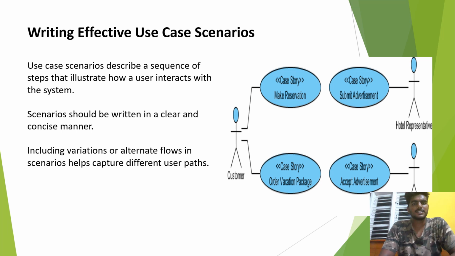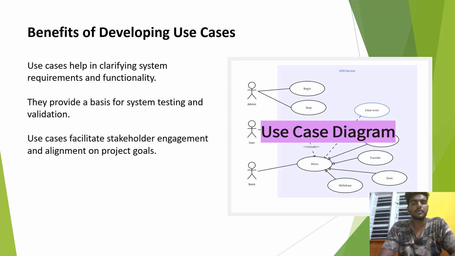Writing effective use case scenarios. Use case scenarios describe a sequence of steps that illustrate how a user interacts with the system. Scenarios should be written in a clear and concise manner. Including variations or alternate flows in scenarios helps capture different user paths. So in this case, make reservation, submit advertisement from the customer, order vacation package, accept advertisement, and finally to the hotel representative.